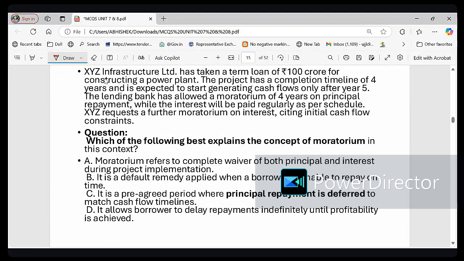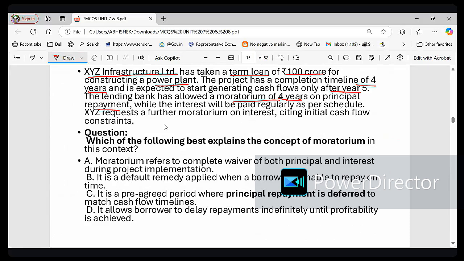What is happening here? A company named XYZ Infrastructure Limited takes a 100 crore term loan to build a power plant. They want to build a power plant, that's why they took a 100 crore term loan, right? It was a huge project. The plant will take 4 years to build and will only start earning money from year five. So the bank says, all right, we will give you a 4 year moratorium on the principal repayment. You will only pay interest during construction, right?